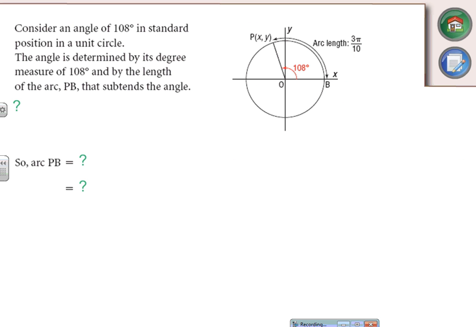So we are taking all of this standard position on the unit circle. Much more powerful. So we've got an angle now of 108 degrees. And we want to know what is the length that it subtends. Subtends just means closes off.